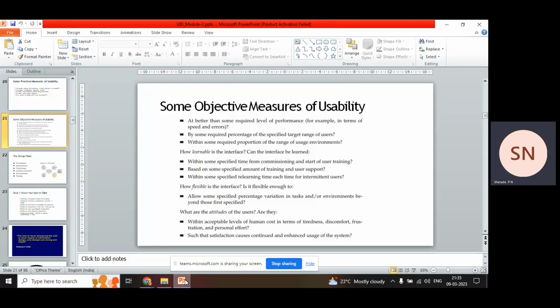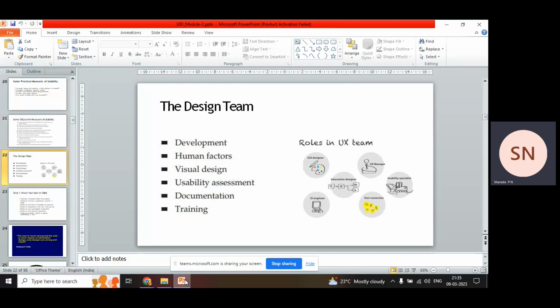What are the attitudes of the user? Are they within the acceptable level of human cost in terms of discomfort, frustration, and personal effort, such that satisfaction causes continued and enhanced use of the system? Next, the design team provides a balanced design, which includes specialists in development, human factors, visual design, usability assessment, documentation, and training.